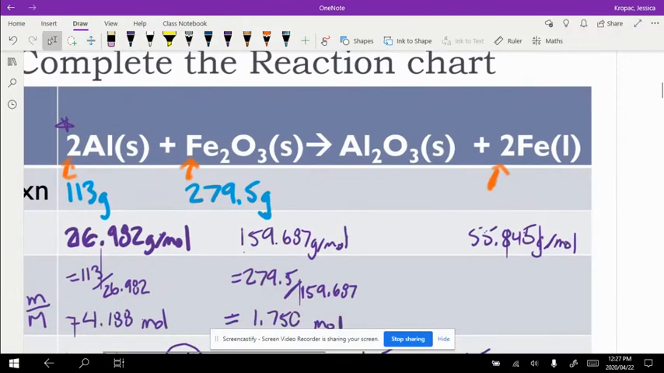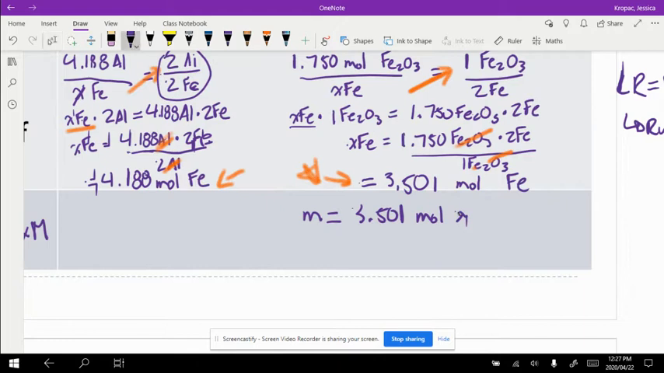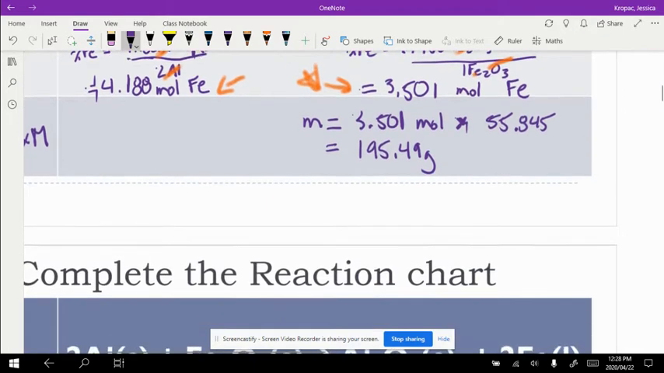I'm going to scroll up here. I'm going to remind you, you figured out your molar mass of iron at the very beginning. So I'm going to multiply that by my molar mass of iron. That was 55.845. And I'm going to find that my mass works out to 195.49 grams. So therefore, my mass of molten iron is going to be equal to 195.49 grams.